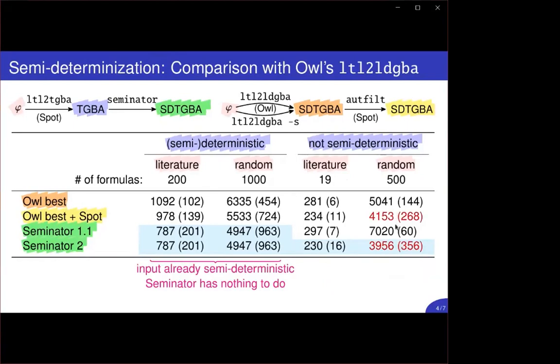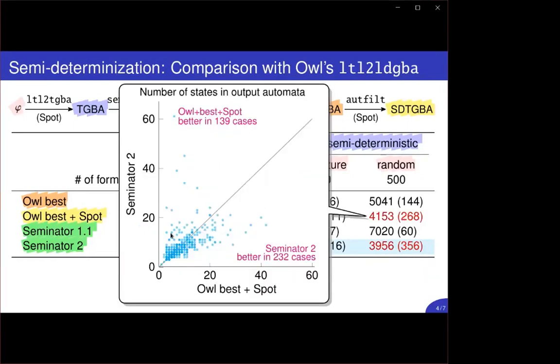And if we draw a scatter plot between these two configurations, you can see that there are dots on both sides of the diagonal. So even though the number of cases below the diagonal is favorable to Seminator 2, it's larger than what Owl can produce. The only reasonable conclusion we have here is that none of these tools are useless, and both of these tools can be improved.